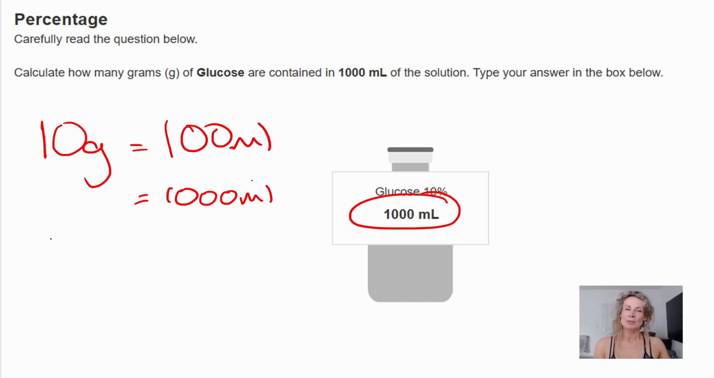I ask myself, what do I times 100 by to get 1,000? Well, I'm going to times it by 10. If I do that on this side, I have to do the same thing on the other side. 10 times by 10 is going to equal 100 grams. 100 grams equals 1,000 mils. So we write it in the box.